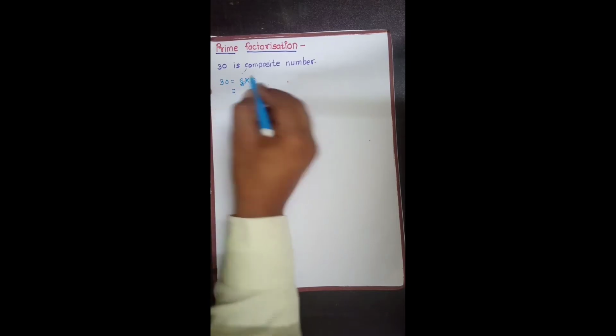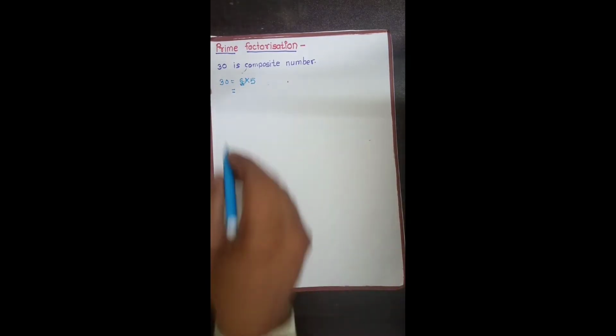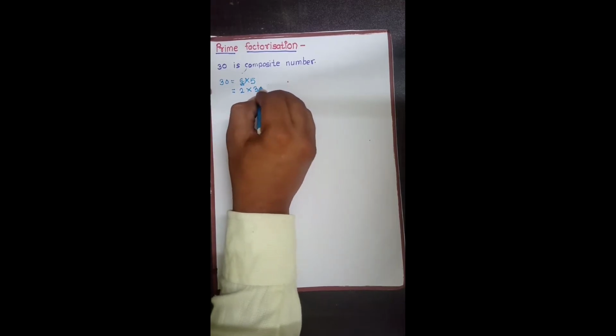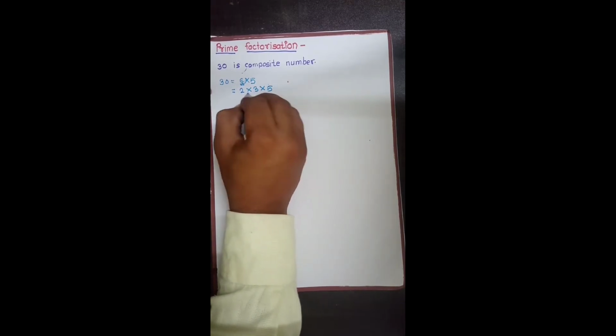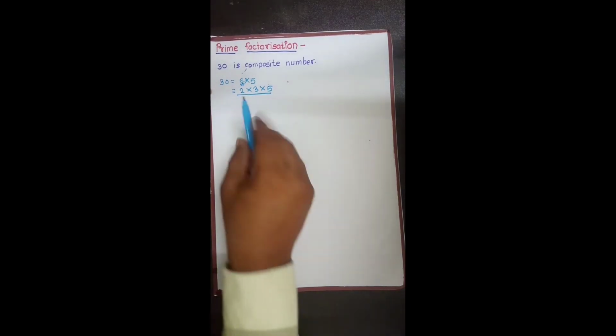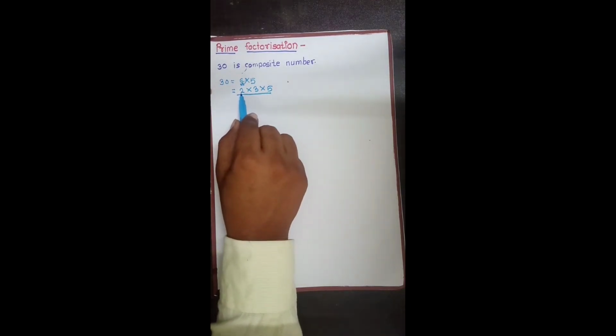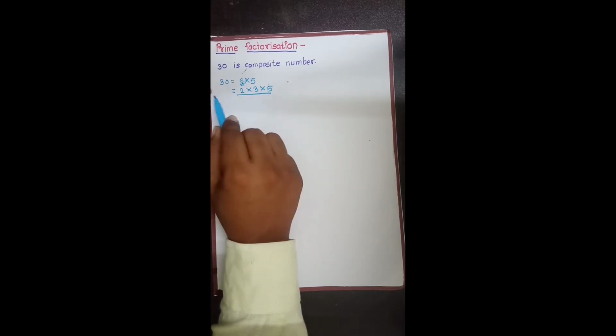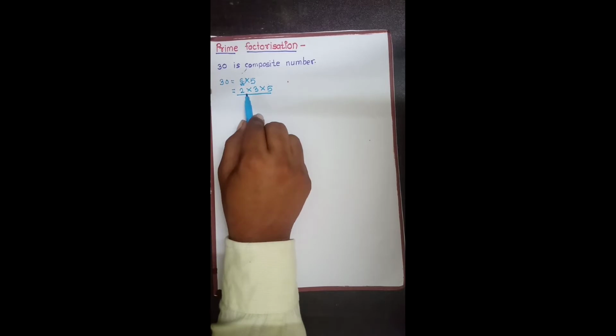So 6 is again a composite number. So how can we write 6? So 6 we can write as 2 multiplied by 3, and 5 will be as it is. So now all the factors of 30, that is 2, 3 and 5, are prime numbers. So this is called prime factorization. Okay.